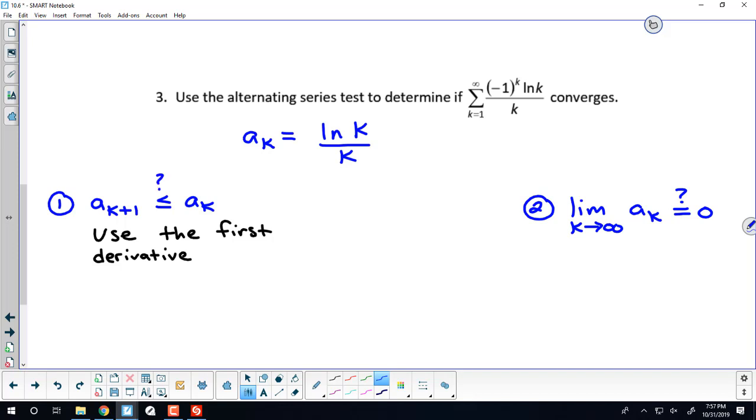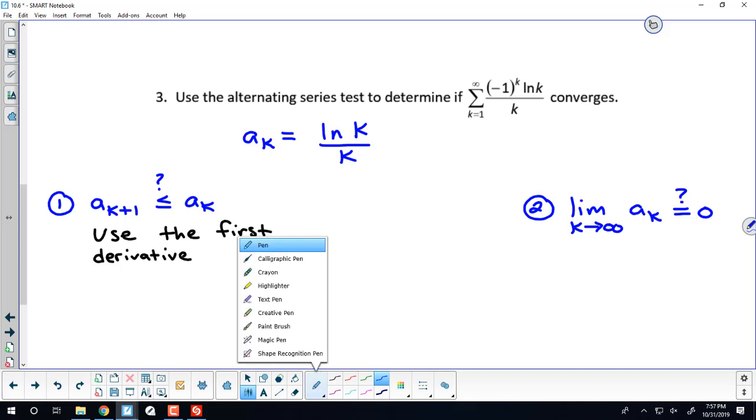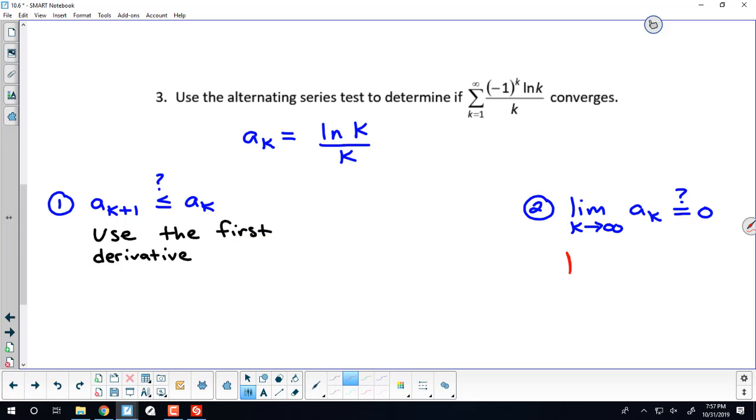Just put a question mark above those because that's what we're trying to answer. I think everyone should have gotten this one all right. So just using growth rates there, you can use L'Hopital's if you want, but that limit is 0. Okay.